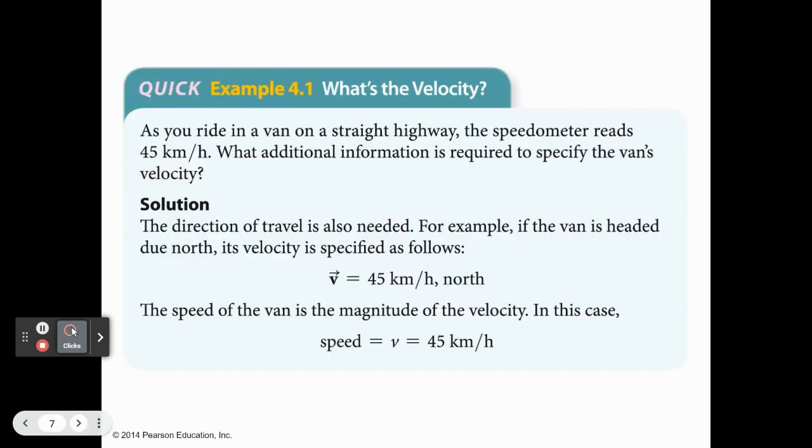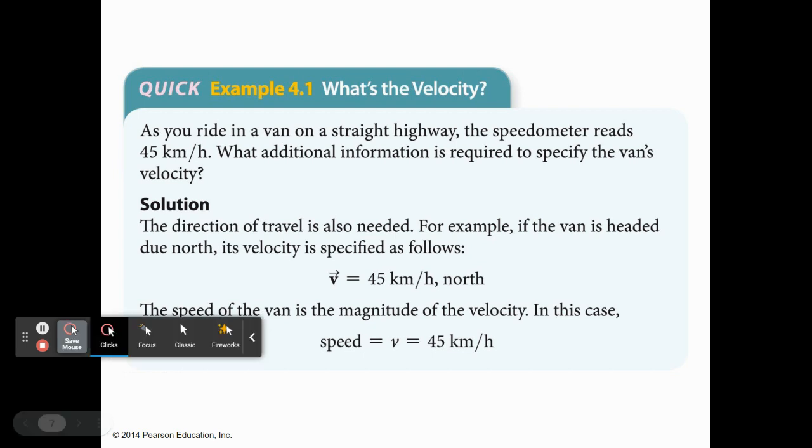There we go. As you ride in a van, this is just an example. As you ride in a van on a straight highway, the speedometer reads 45 kilometers per hour. What additional information is required to specify the van's velocity?